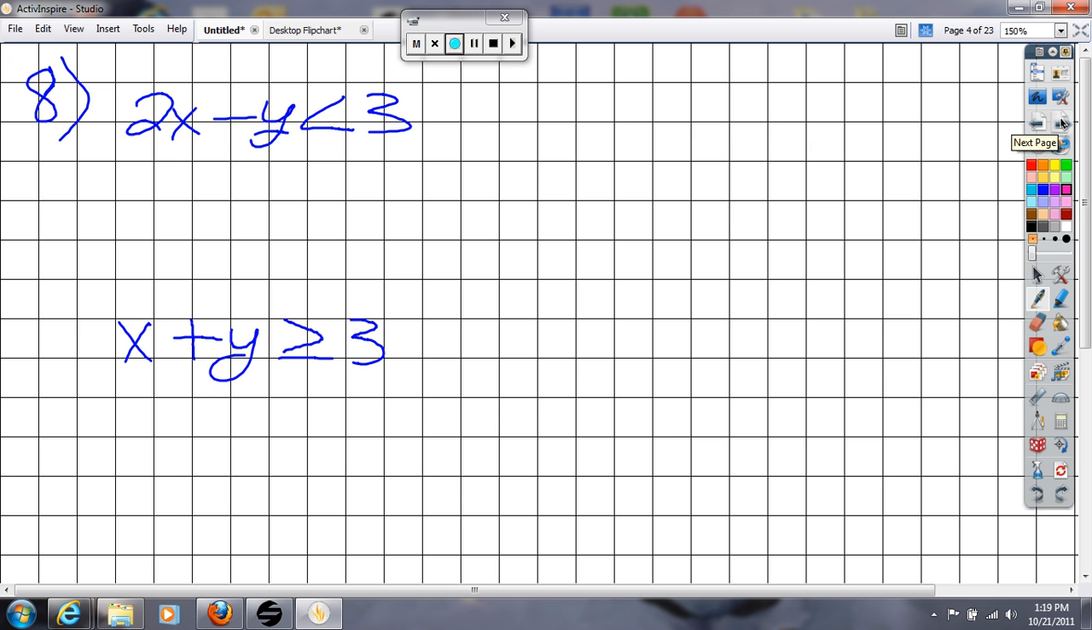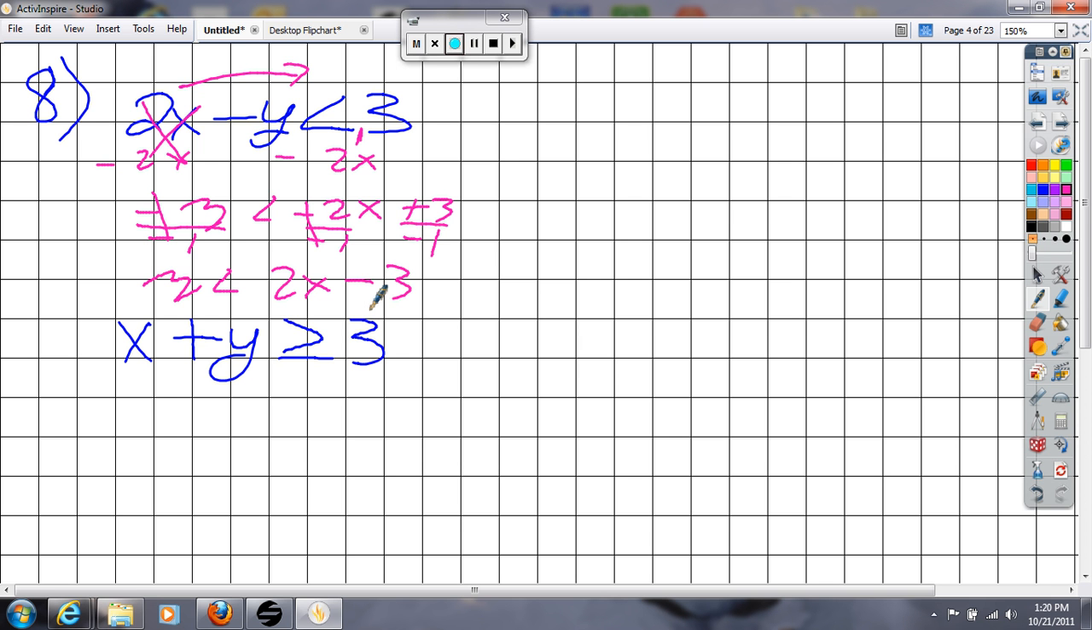Last one, number 8 of the graphing ones. Move the 2x to the side, minus 2x, minus 2x goes there. The 2x's cancel. I got negative y is less than negative 2x plus 3. Divide by a negative 1. The negatives cancel, so y is less than 2x minus 3.